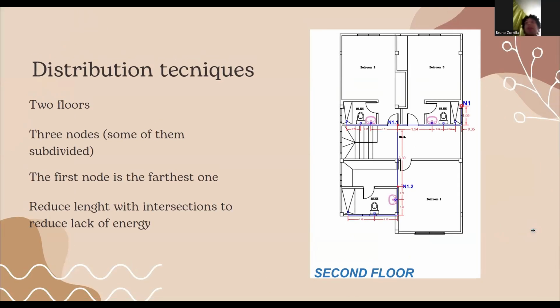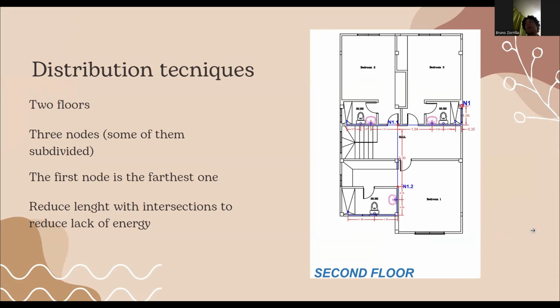About the distribution techniques, if we have more than one floor, we can work in different parts. We can work in different worksheets, or we can work in just one worksheet when we include all the nodes in that worksheet. Also, we can get different subdivided nodes. That's because we have different intersections.